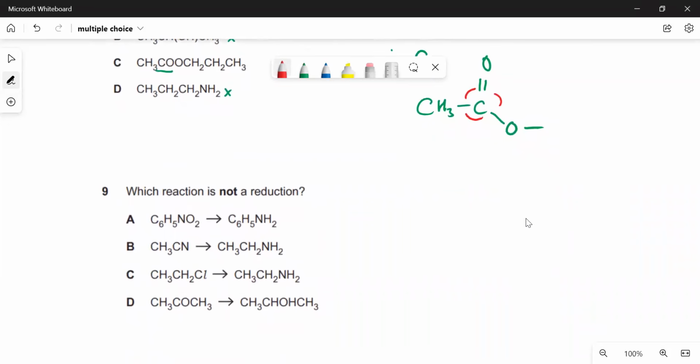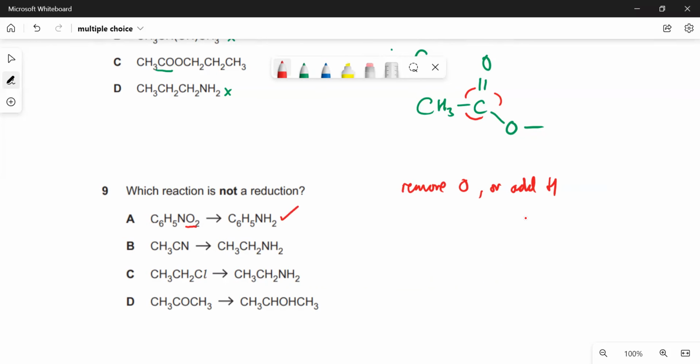Okay, which is not a reduction? Well, in organic chemistry, very often we say reduction is either remove oxygen or add hydrogen. That's reduction. In organic chemistry, we don't usually use oxidation numbers. Well, you can see A is a reduction because you have removed oxygen and reduced it to an amine group. That's a reduction.